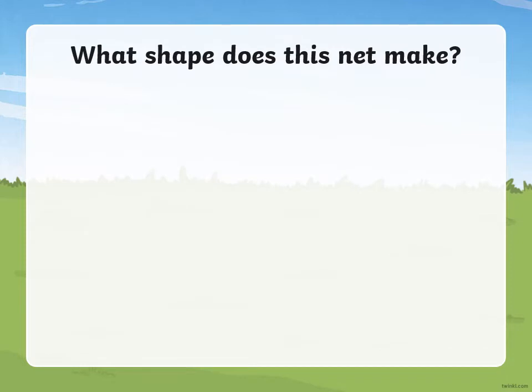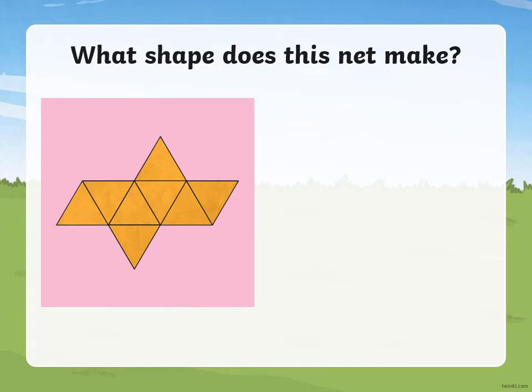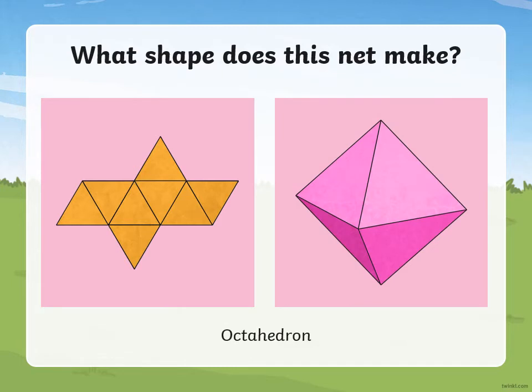So on the next couple of slides, Primary 7, we would like you first of all to name the net that shape makes. So what 3D shape does that net make? And then once you have figured out what the name of the shape is, we would like you to describe it using the vocabulary you've just learned. So we would like you to tell us how many vertices, how many edges, and how many faces each 3D shape that you are about to see has. Good luck!